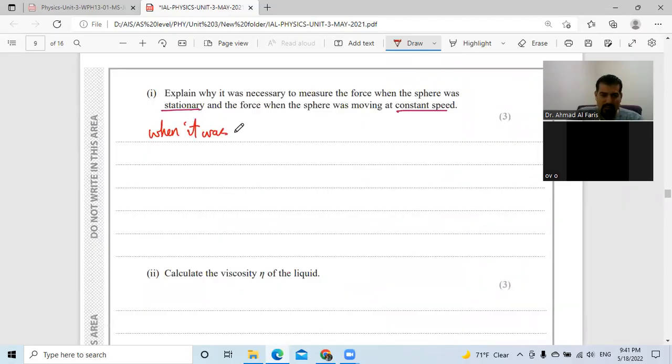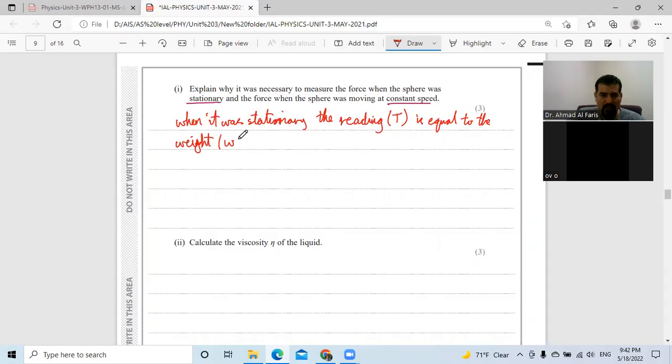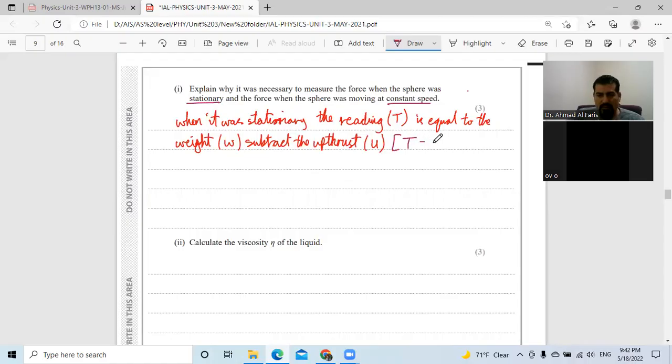When it was stationary, okay, the reading T is equal to the weight W minus the upthrust U. Again, tension is equal, okay, sorry, tension plus upthrust is equal to what? To the weight.